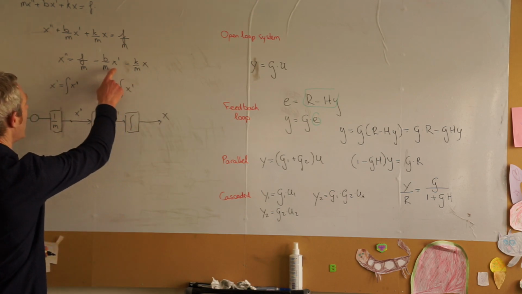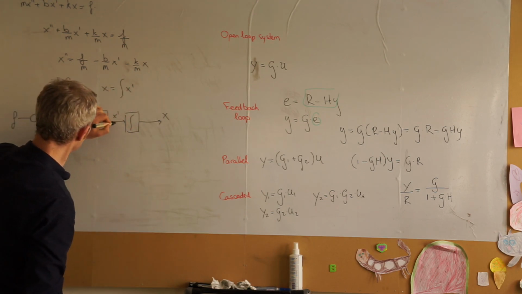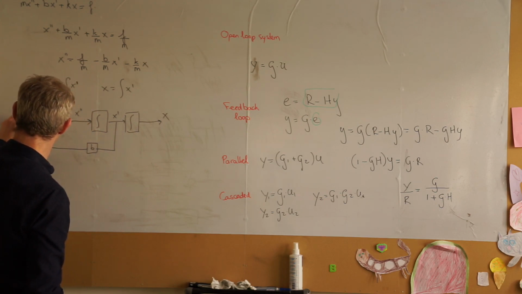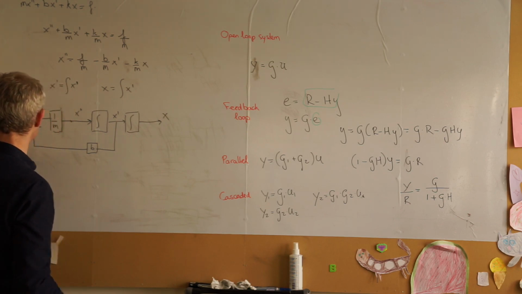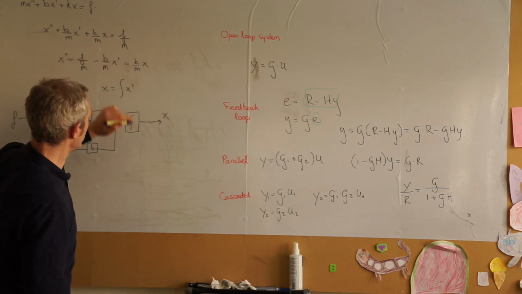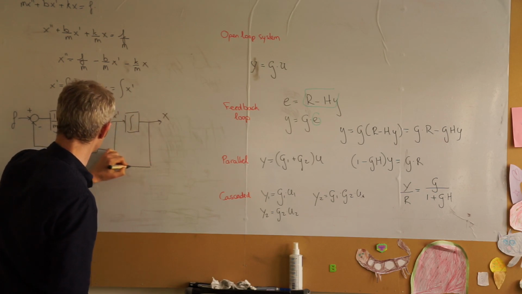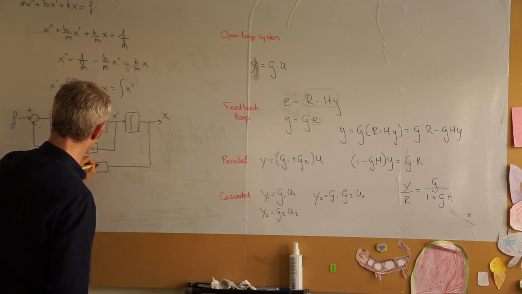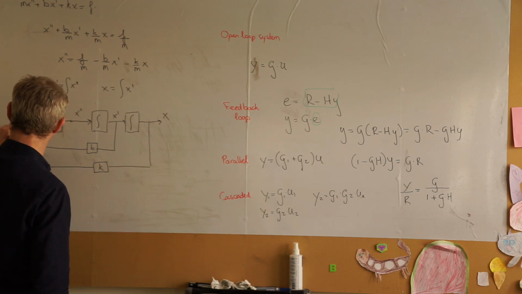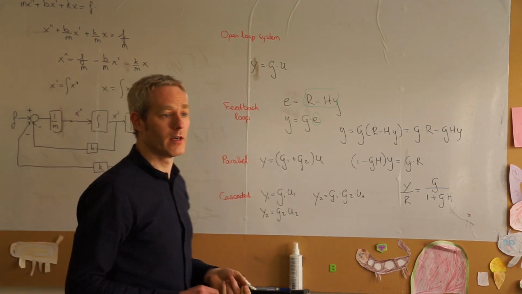But I have x prime here. So if I multiply this by b and subtract that there, I will add the f's. Then I already have 2 of the 3 components. I now need my k times x, which I'll put here. And I will also subtract that from this.